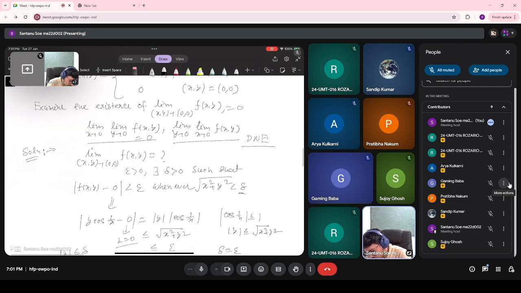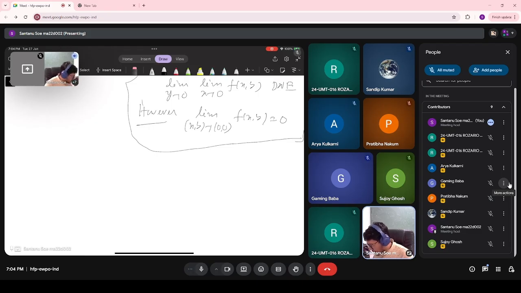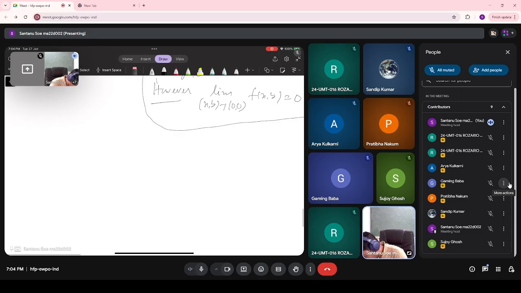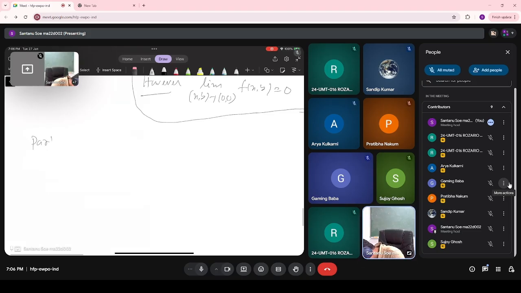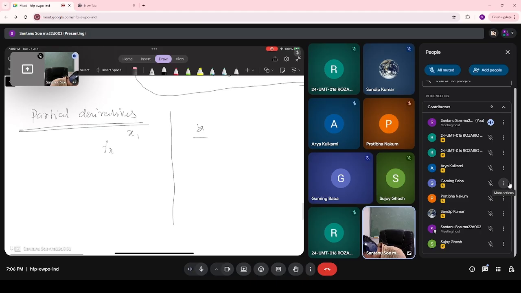Correct? So, okay, I'm gonna go to the partial derivative section. Okay, so what is partial derivative? Anyone? I think in this week partial derivative was also taught. Now, partial derivatives. So I think in this week we have seen two types of partial derivative. One is partial derivative with respect to x, and another is partial derivative with respect to y. Right. So we have seen fx(a, b) and fy(a, b).